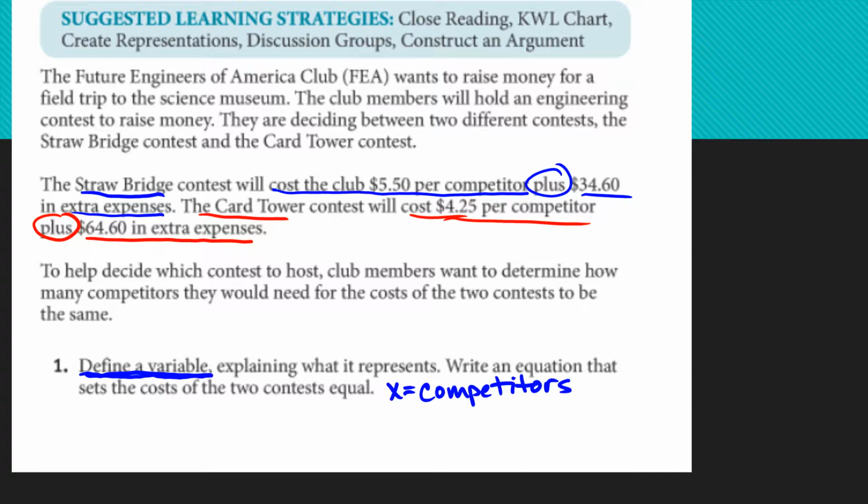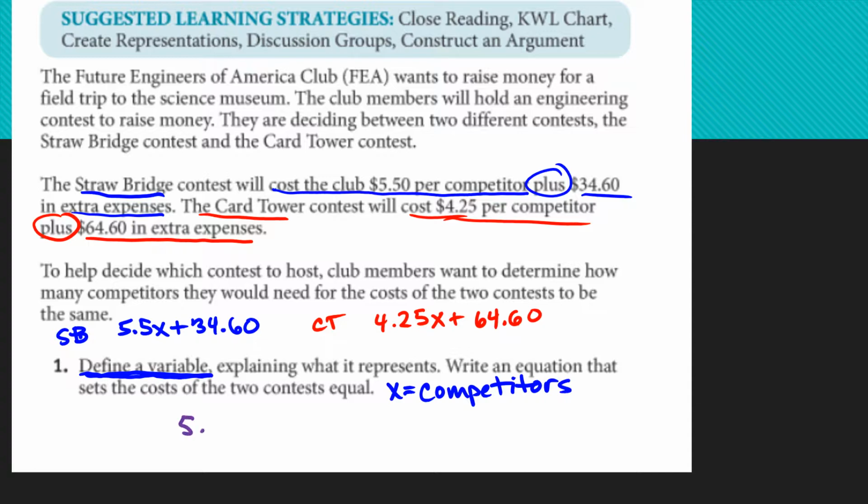Okay, and then write an equation that sets the two costs equal. So up here I'm going to write some expressions. Straw Bridge, I'll just call it SB, is going to be 5.5 per competitor plus $34.60. And then we got Card Tower, I'll call that CT. That one's going to cost $4.25 per competitor plus $64.60. If I write those expressions to represent each contest, then to find out when the two contests would be equal, I'll make an equation out of those.